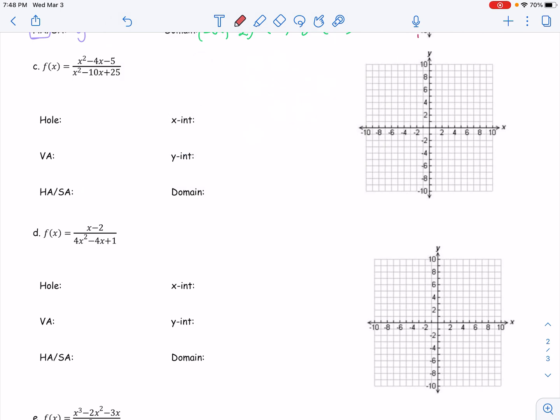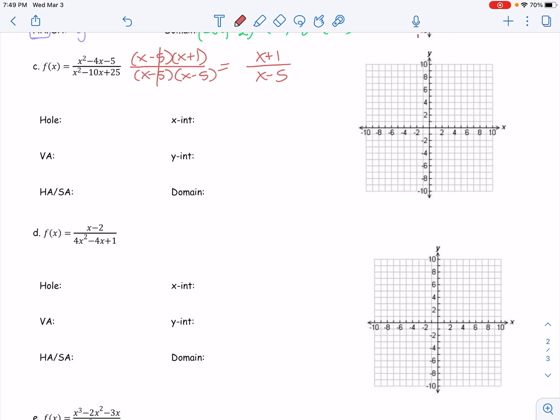X squared minus 4x minus 5 divided by x squared minus 10x plus 25. Numerator factors into x minus 5 and x plus 1. Denominator is actually a perfect square trinomial, and so that factors into x minus 5 squared. For this one, I'm actually going to write it out because one of them cancels. So you can write it as x minus 5 squared and just know that the square will cancel with one of those factors. But anyways, now my remaining function is just x plus 1 over x minus 5.